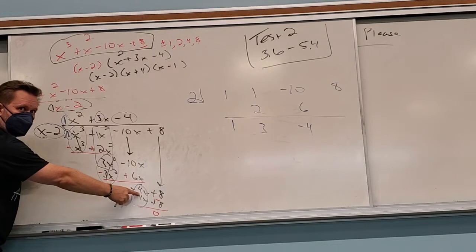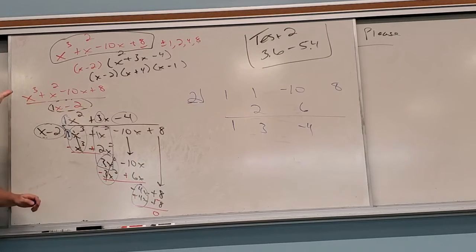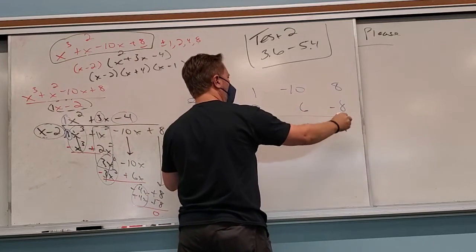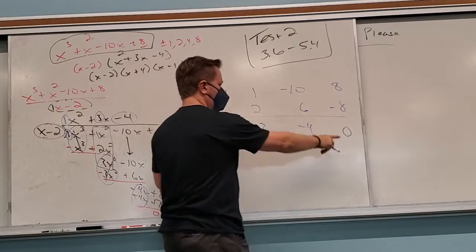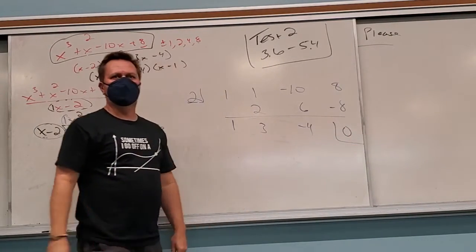Right? You with me? So we're only capturing the important stuff. Long division is long because I've got extra stuff I don't really care about that I'm writing. I have to write it, but I don't care about it. Multiply. Add. 0 remainder. So the last number is always the remainder.